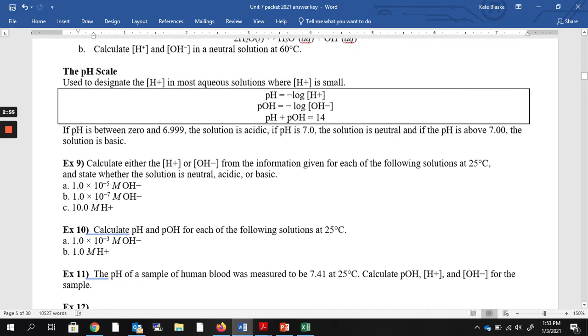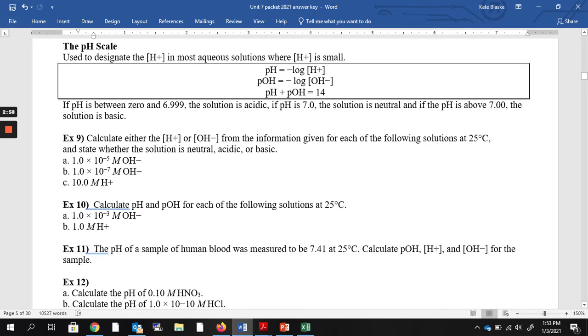Now, those numbers also help us figure out the pH scale. Anything that's a P function, P means negative log. So my pH is taking the negative log of my H plus concentration. There's also a pOH, which is the negative log of my OH minus concentration. Those two values added together should always equal 14. That 14 comes from that 1 times 10 to the negative 14 value that's going on there.